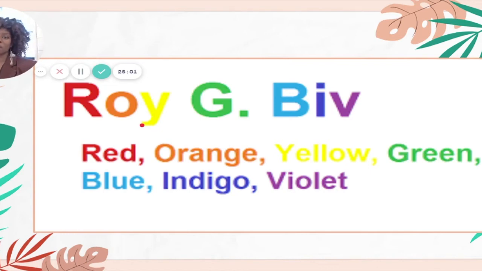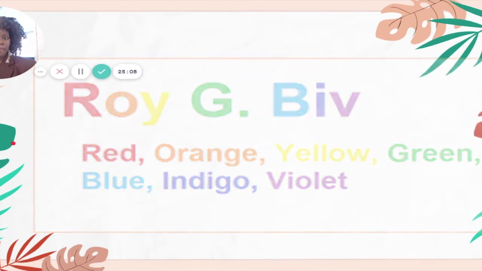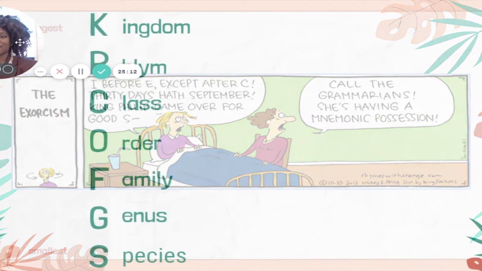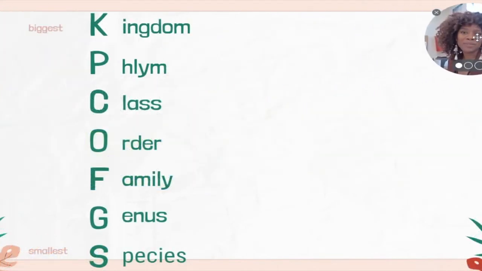Another mnemonic you probably have heard of in art class, Roy G. Biv. It teaches you how to remember the rainbow. Ignore that, that's not even funny. I don't know why I put that there.